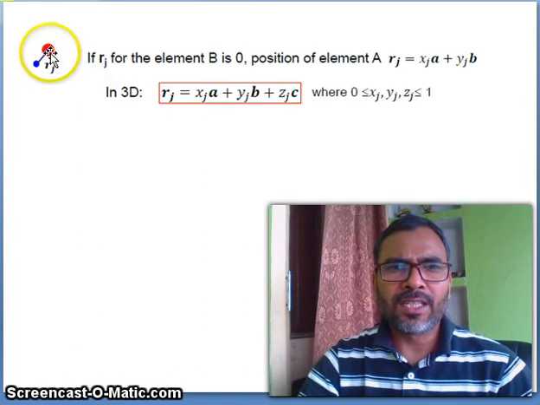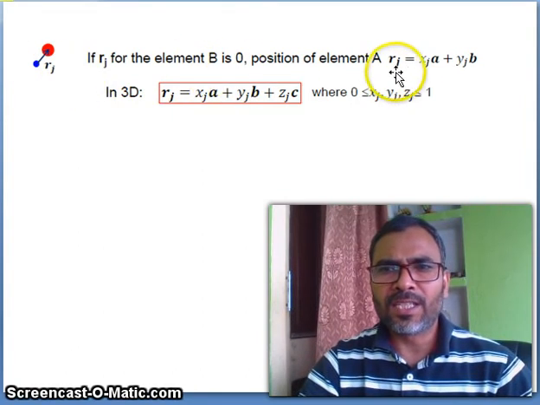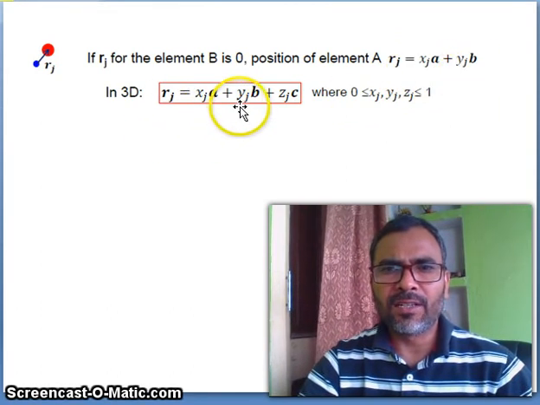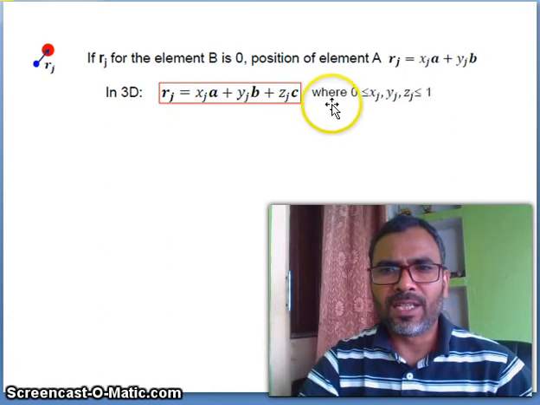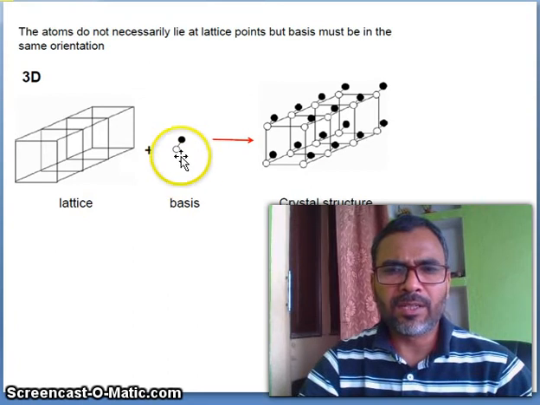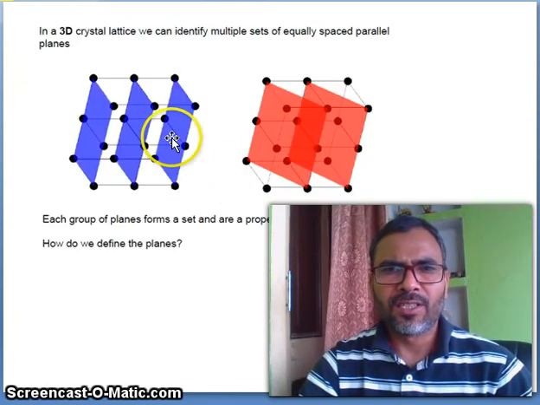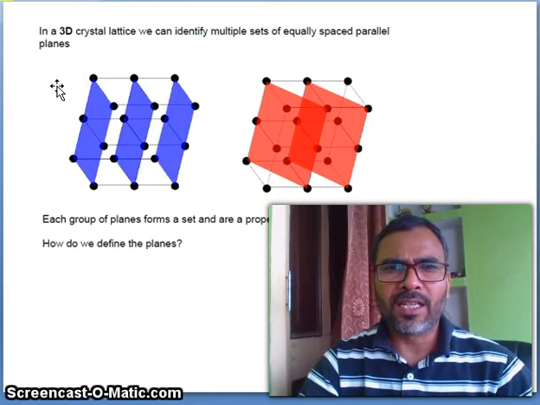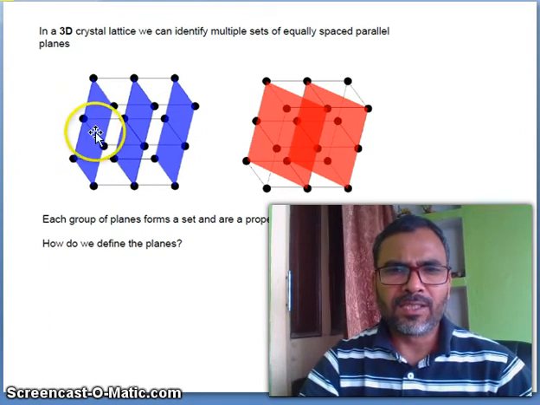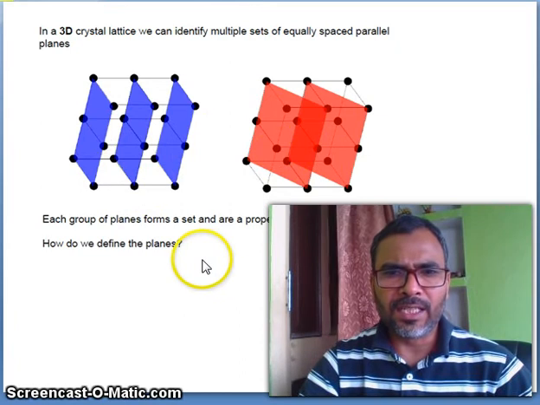So you see Rj, the distance. If Rj for the element is at the origin, the position of element A is Rj equal to xj a, yj b. In 3D, Rj is equal to xj a, yj b, zj c. So in 3D, this is the lattice. If you add your atoms, then lattice plus basis makes the crystal structure. Now in a 3D crystal lattice, we can identify multiple sets of equally spaced parallel planes. Each group of planes forms a set and is a property of the lattice.